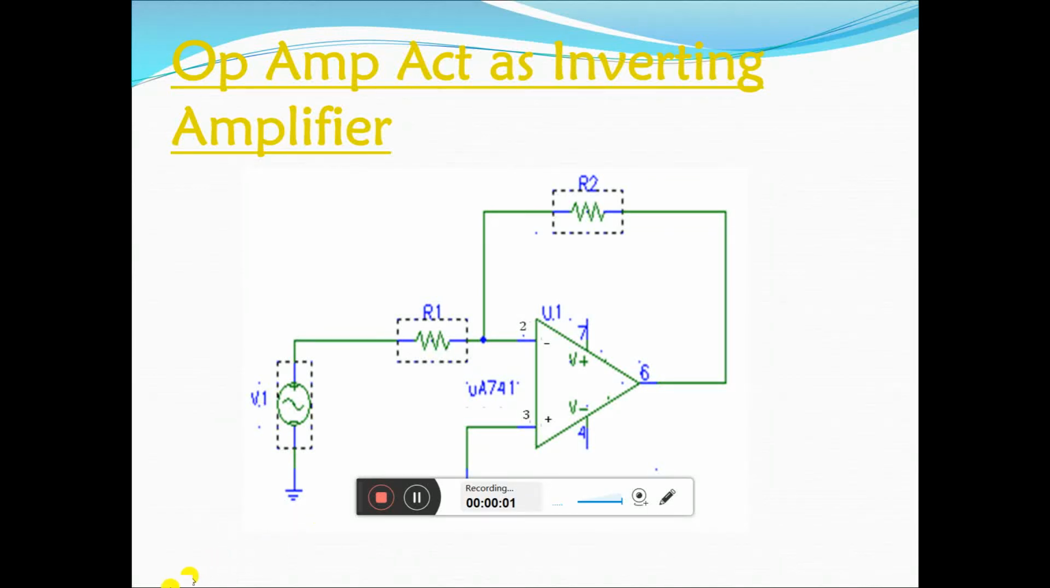Okay, now let us start today's lecture. Today we will discuss the op-amp acting as an inverting amplifier. What is meant by the inverting amplifier?